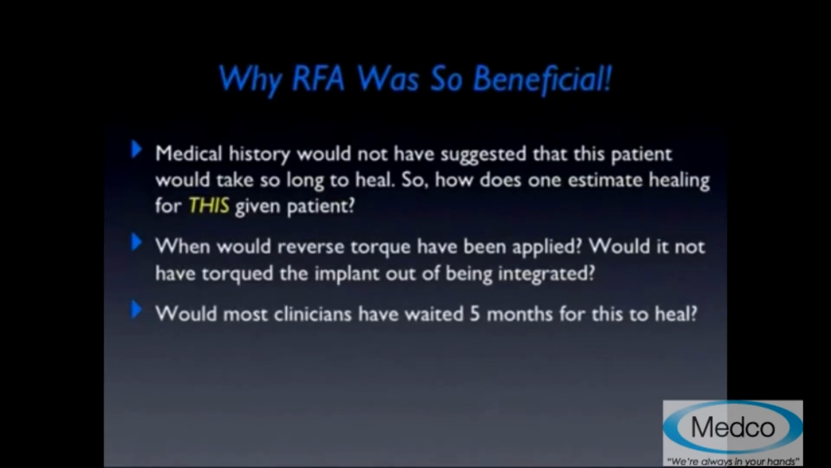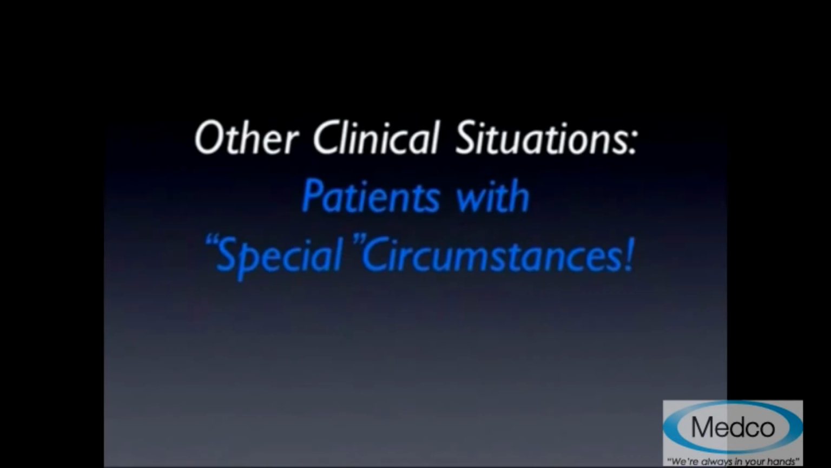If I would have reverse torqued this at 8 weeks and I didn't have RFA, what do you think would have happened? Never mind cement loss, this would have been a reverse torque failure for sure. Would most of us have waited 5 months for this to heal? Because the soft tissue looked great and radiographically the case looked great at 2 and 3 months. I was benefited by a machine that gave me objective information. Well, I don't know about the rest of you, but I keep getting all these patients in my practice who have special circumstances, and it's becoming greater and greater in number.